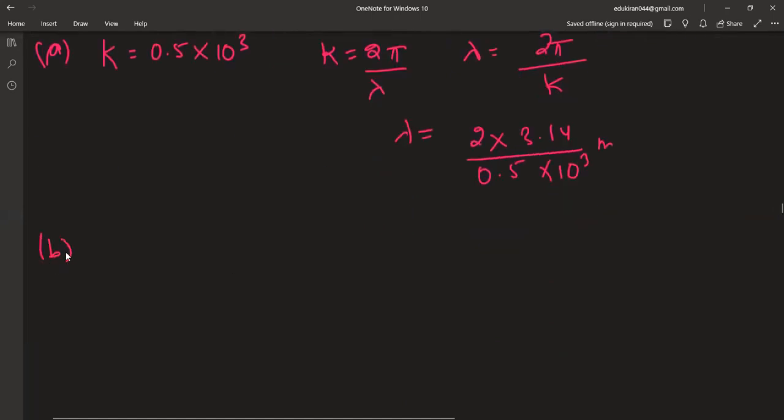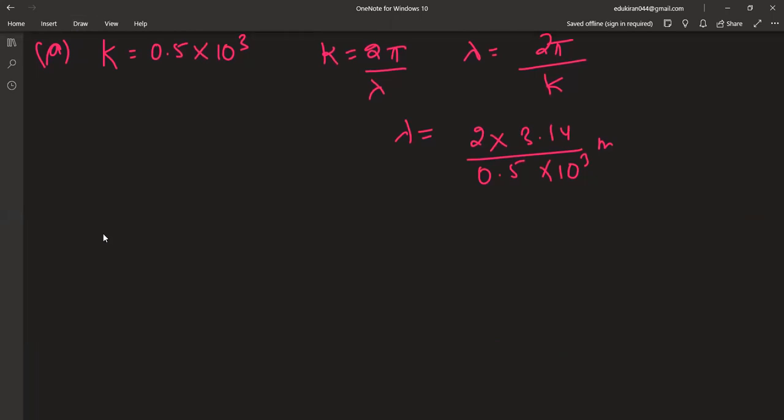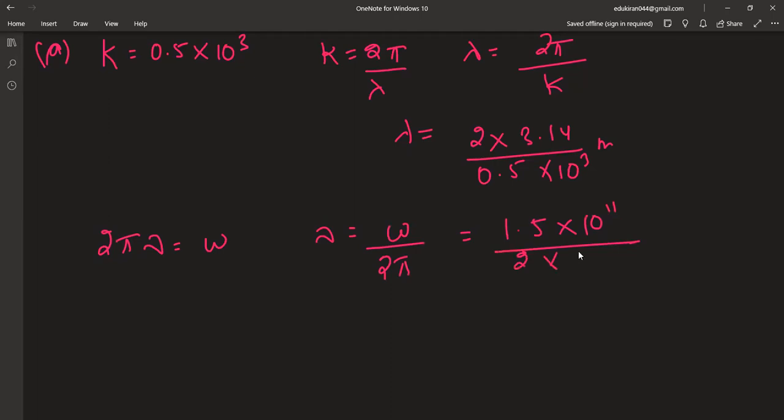Second part, in the same part only you have the frequency. So 2 pi nu is equal to omega. Frequency is equal to omega by 2 pi. Omega is 1.5 into 10 to the power 11 from the question. This is 2 into 3.14. So this much hertz. This will be in meters, this will be in hertz.